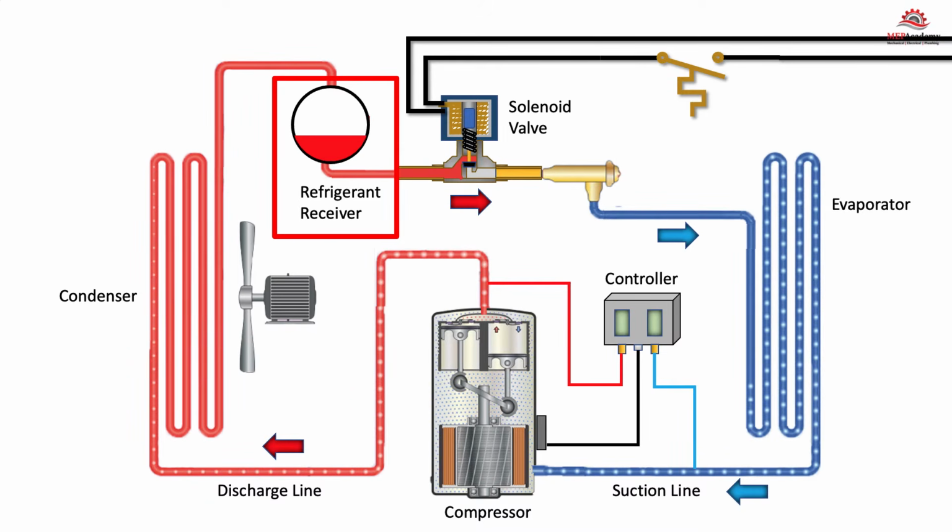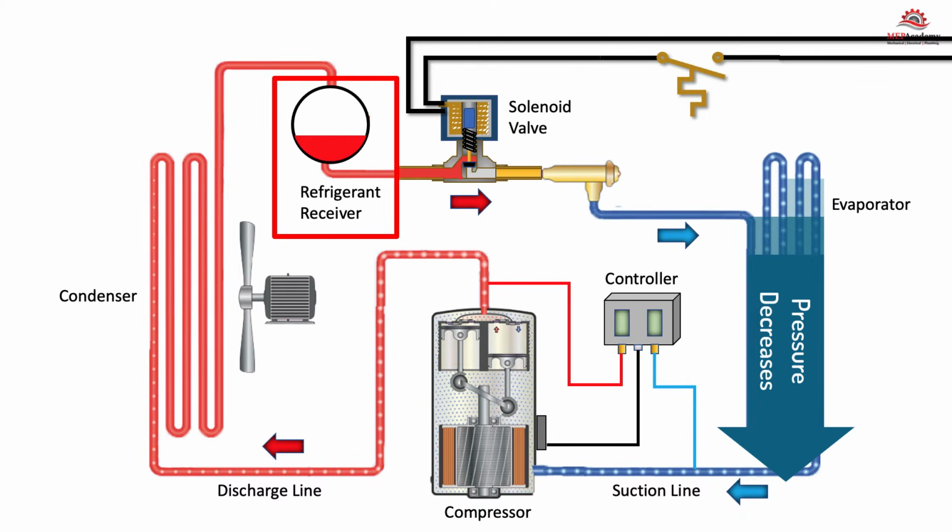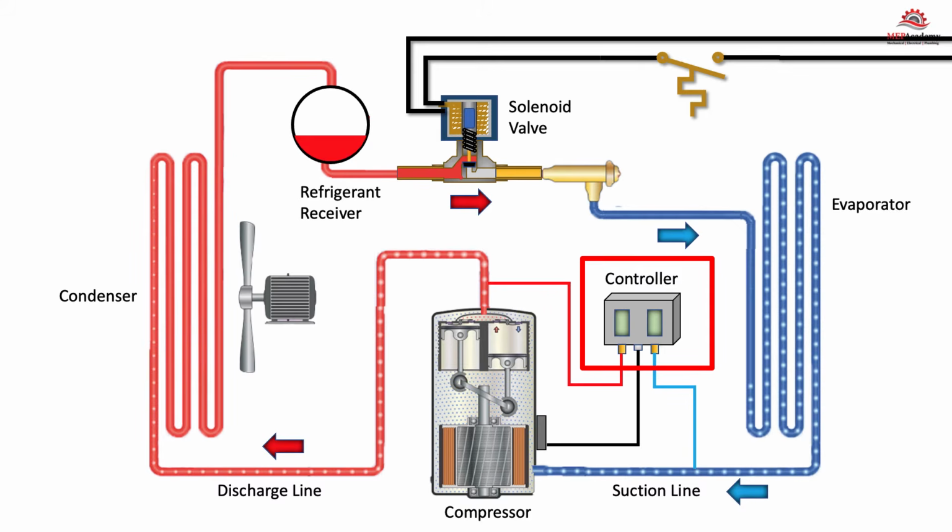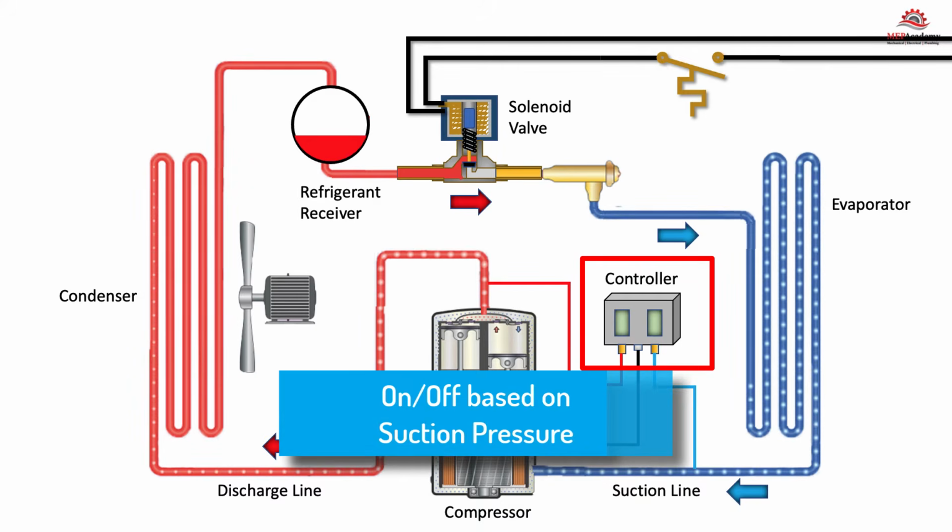When the suction pressure gets too low, before it reaches a vacuum, the low pressure safety switch will shut off the compressor to prevent it from burning out. The pressure sensitive controller will turn on and off the compressor based on suction pressure.